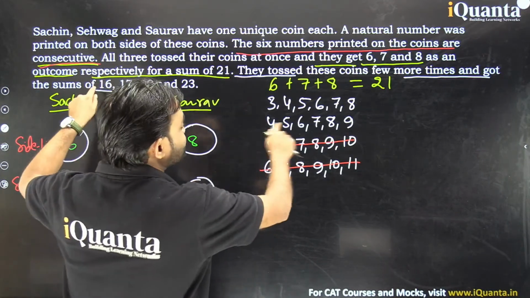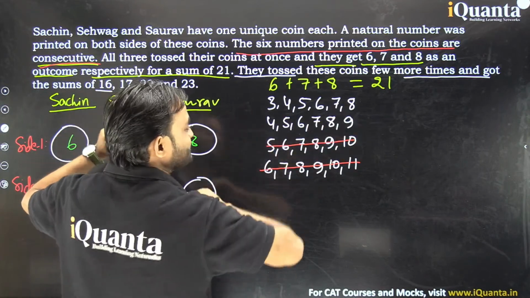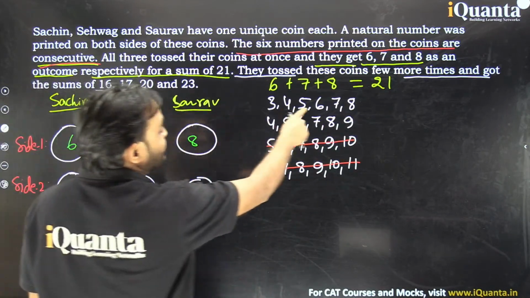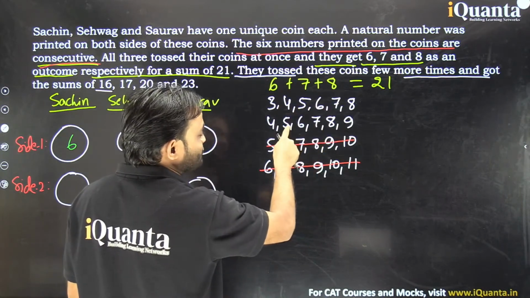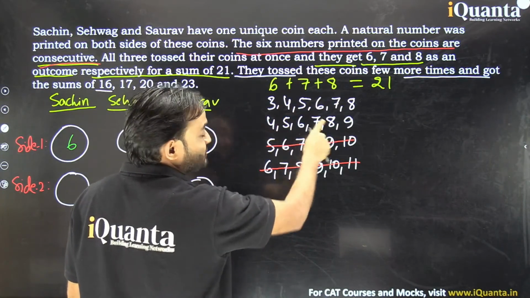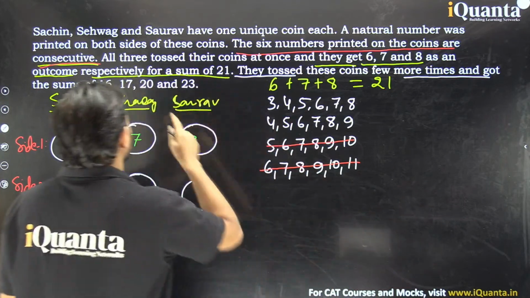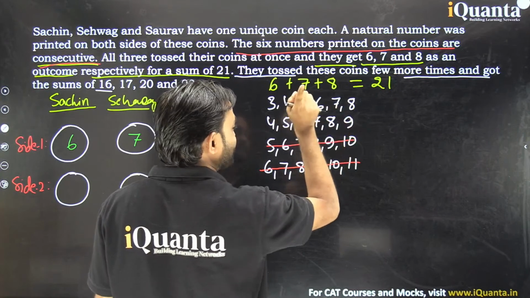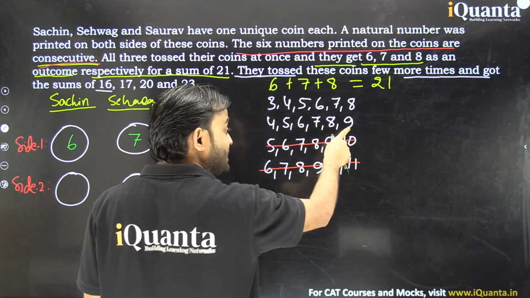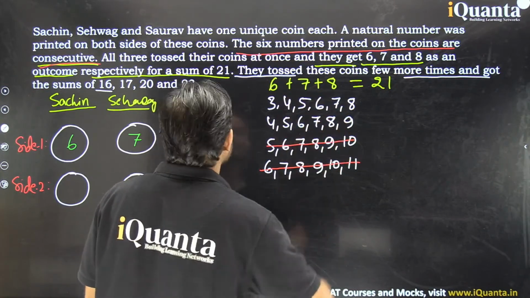So 16 is possible here, 16 is possible here. 17 is possible here. 6 plus 4 plus 7. 17 is also possible here. 4 plus 9 plus 8. Okay? 20 is possible here. 8 plus 7 plus 5. 20 is also possible here. 8 plus 7 plus 5.